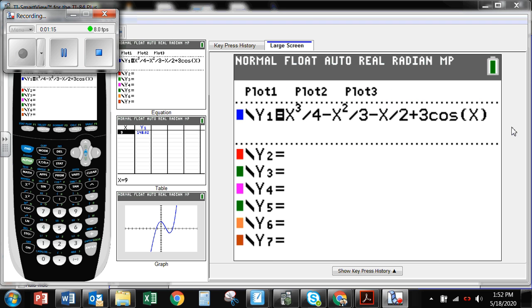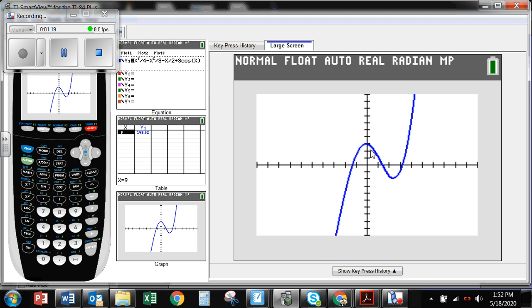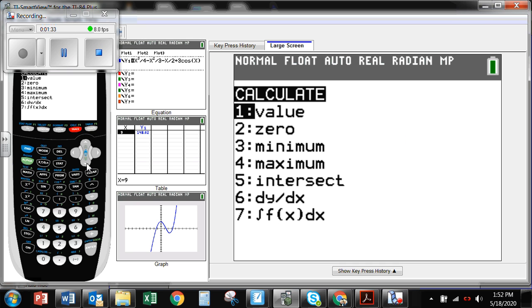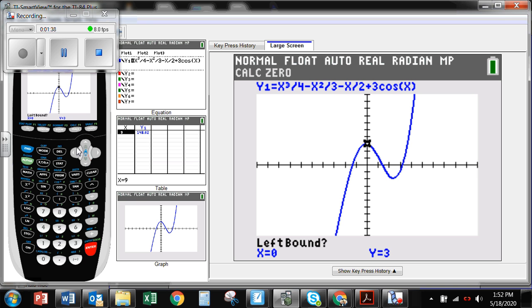So in my calculator I type in the function. I just did a zoom standard, so I did graph and it went through, and now I'm going to find the intersection point. So that's going to be second calculate. Let's calculate the zero because I know it's on the x-axis. I'm going to go a little bit to the left, enter, a little bit to the right, enter, guess.